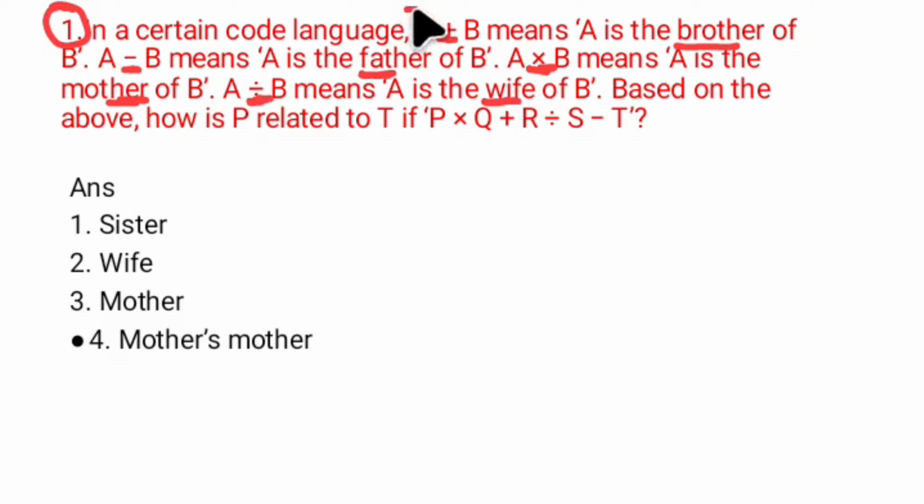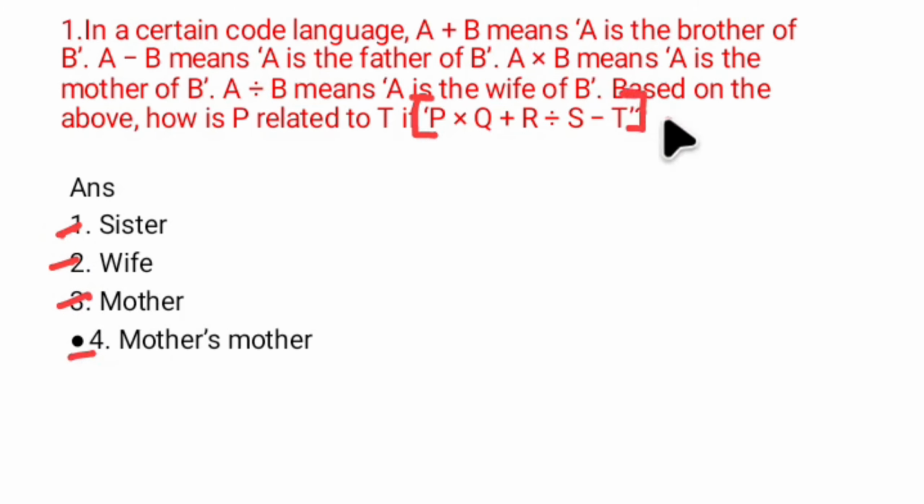So with these given indications, the question is asking, based on the above indications, how is P related to T? So we have to know the relationship between P and T. The given options are sister, wife, mother and mother's mother. You can solve the question from the right hand. So let's solve the question.